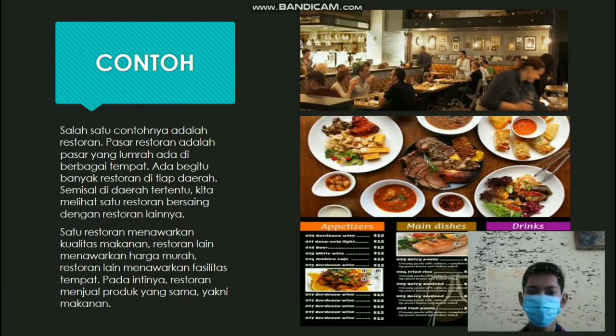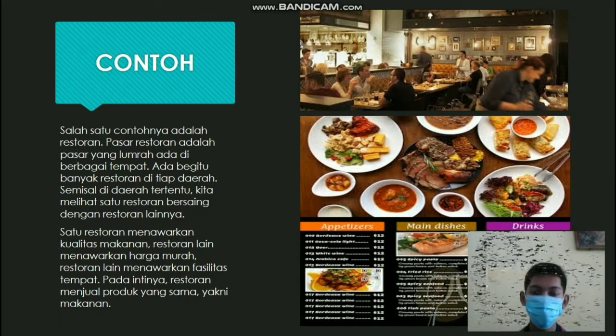One example is a restaurant. Restaurant market is a common market in various places. There are so many restaurants in each area. For example, in certain areas, we see one restaurant competing with other restaurants. One restaurant offers quality food, another restaurant offers cheap prices, another restaurant offers on-site facilities.